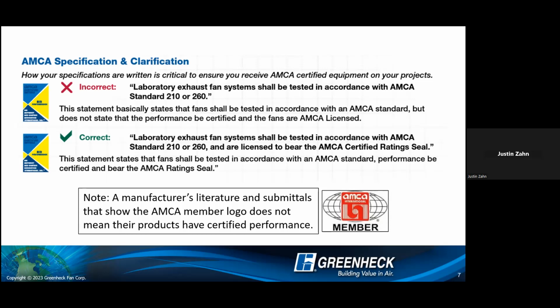Why is that so important? AMCA is that third-party testing service. So basically, it's a way to solidify that all the data the manufacturer is putting out there is 100% accurate. Obviously, especially when it comes to this market, these are life safety applications, so you want to be as accurate as humanly possible. Being AMCA certified is the way to do that.